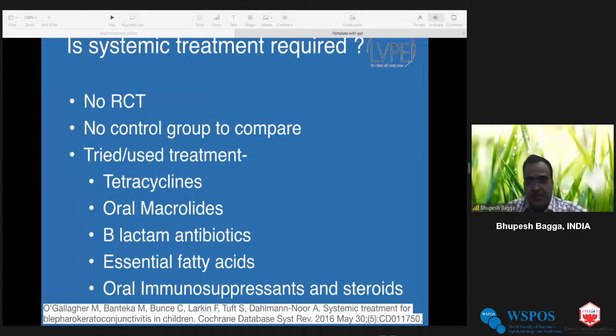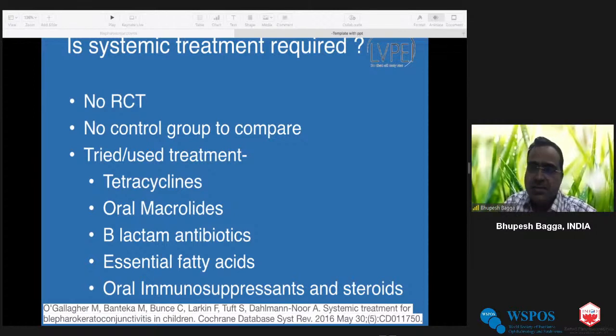Is systemic treatment required? Many times this question is asked of us. There is no RCT as such to say whether systemic treatment works for BKC or not, because there is no control group to compare. But we have seen tetracycline works, but it is not indicated for kids. Oral macrolides, which I always recommend, we give in terms of azithromycin or erythromycin. Beta-lactam antibiotics, if they are staphylococcus positive and having ulceration, actually work in 4 to 5 days.